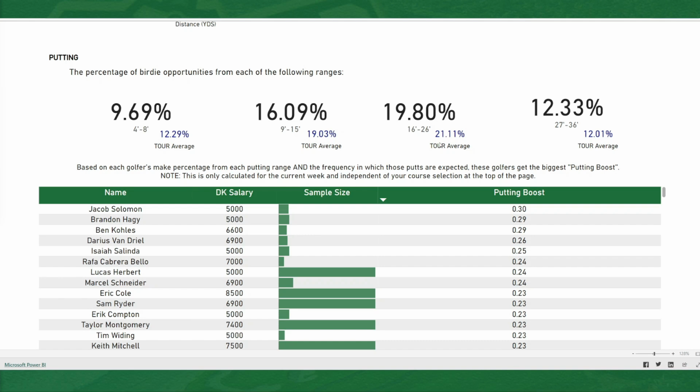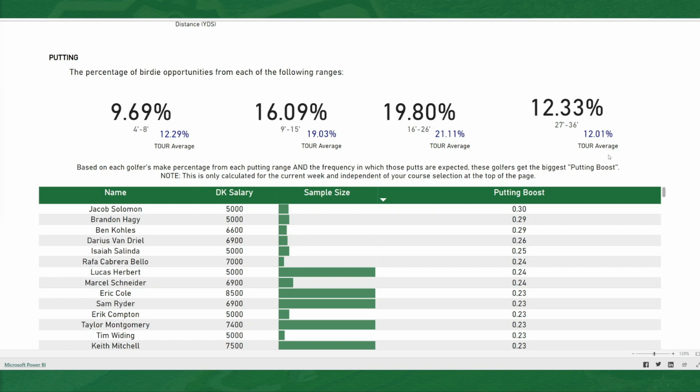16 to 26 feet, lower than tour average. It is not until you get to 27 feet and to 36 feet in which TPC Scottsdale has more birdie opportunities than the tour average. So what does that say? It is very difficult to hit it close to the pins at TPC Scottsdale, or at least much more difficult than the average PGA Tour course.